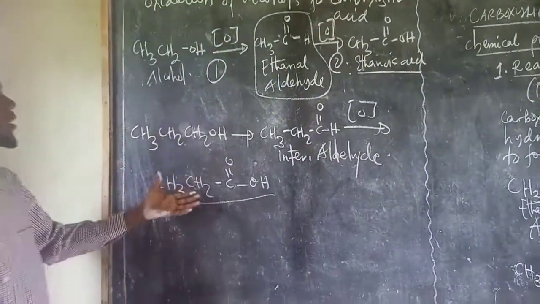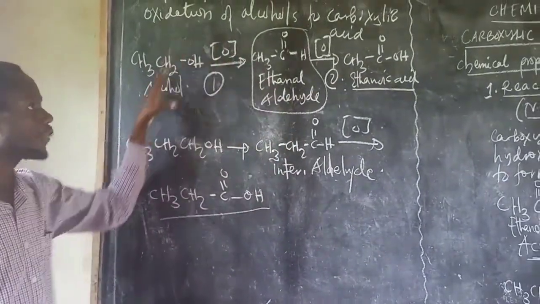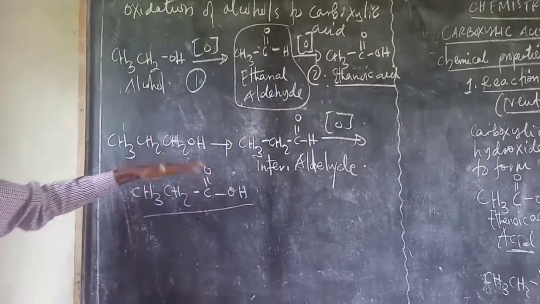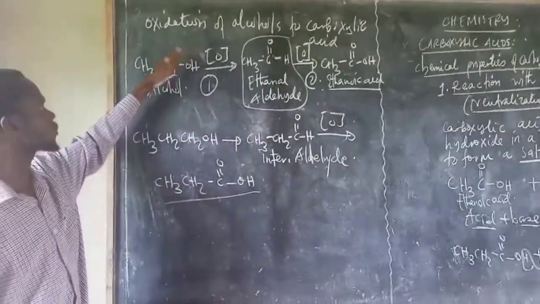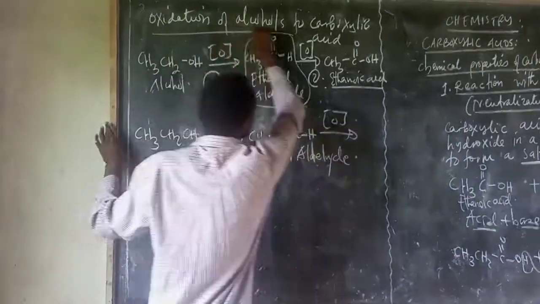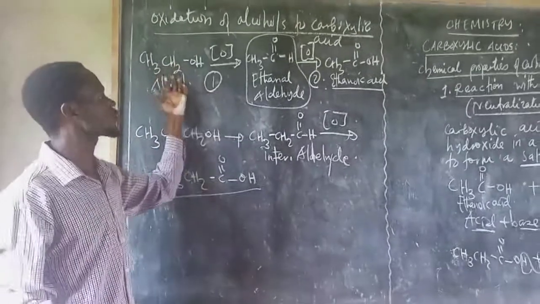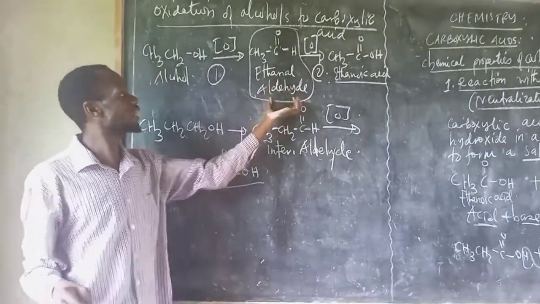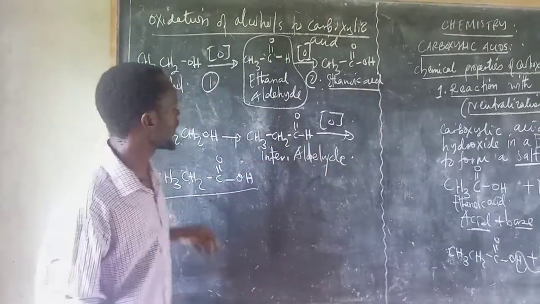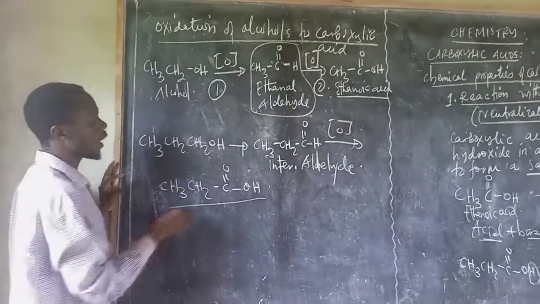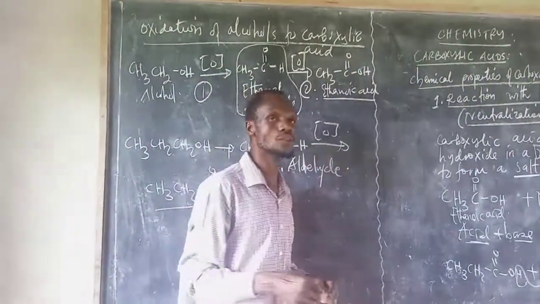carboxylic acid. These are very important things to understand, and this is among the chemical properties of carboxylic acid. We have reaction with base and reaction with alcohol, but also oxidation of alcohol to carboxylic acid, which is done in two steps. The first is to convert them into aldehydes, and then this aldehyde is oxidized to form carboxylic acid. This is a very important process on how we can prepare carboxylic acid. That's all about chemical properties of carboxylic acid.